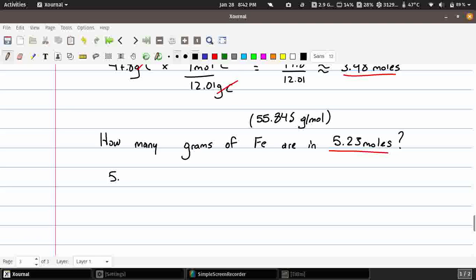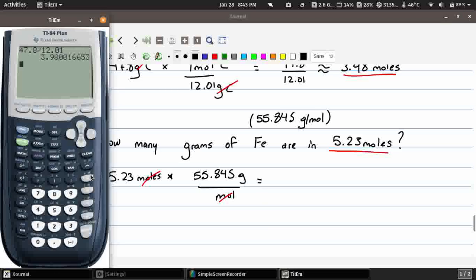So 5.23 moles times, we're going to multiply it by the molar mass because it's grams over 1 mole. It cancels. 55.845 grams over mole. And this is going to tell us how much iron we have in grams. So let's do this in the calculator.